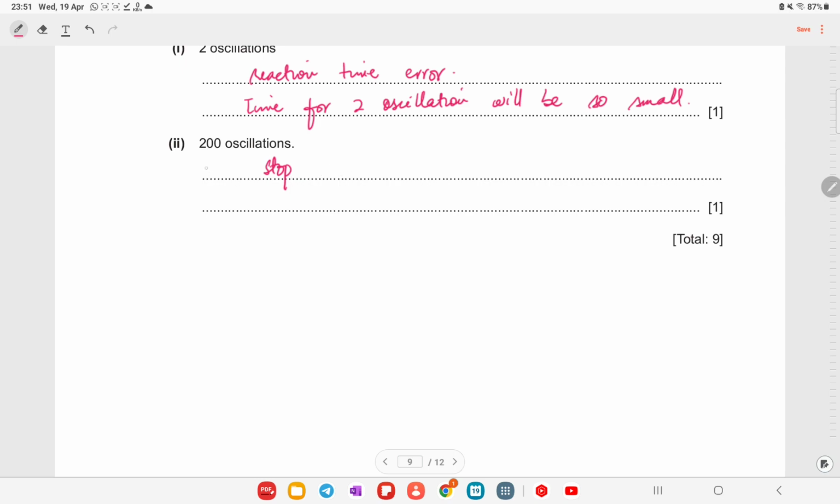So that's why we are not going to take 200 oscillations. Air resistance, or you can say friction, is acting on the pendulum, and it might stop by that time. So that time is not required or useful for us.